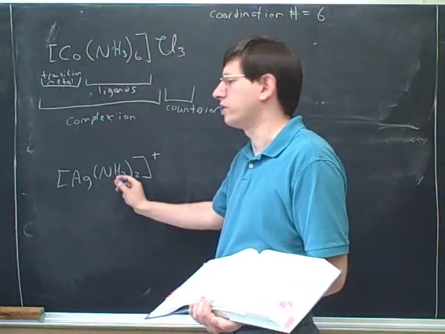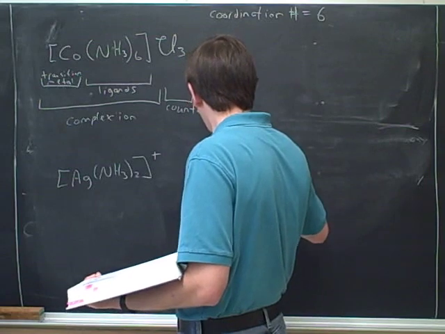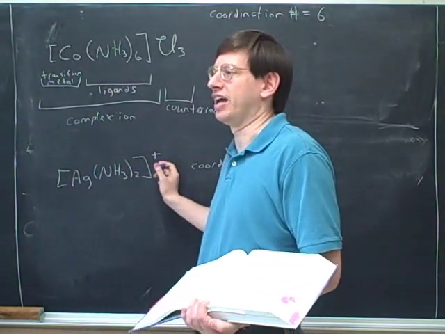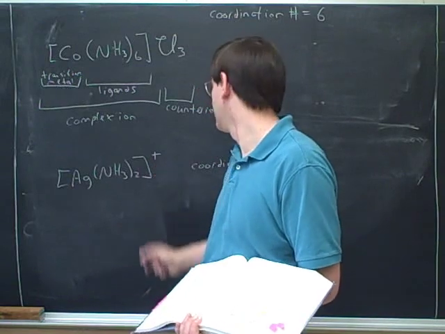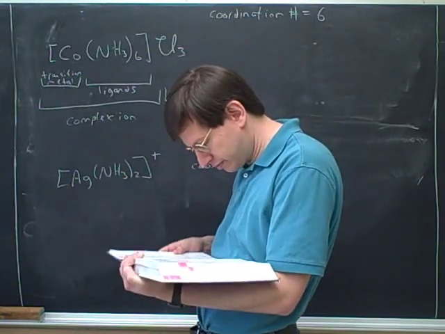For example, what would be the coordination number for this compound? Right. Notice that in this case, we didn't show the counter ion. You don't need to see the counter ion to find the coordination number. Here, the silver is connected to 2 ligands.